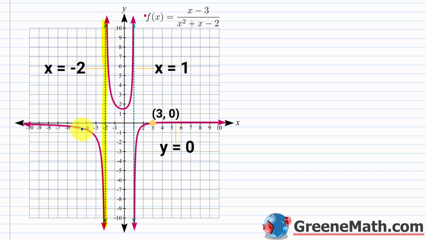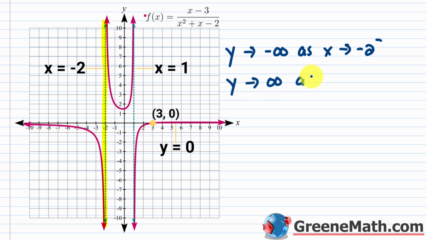Additionally, if we think about what's happening to the y values as x approaches negative 2 from the left, this is approaching negative infinity. So y approaches negative infinity as x approaches negative 2 from the left. As we get closer and closer to an x value of negative 2 from the left, the y values are approaching negative infinity, or you could say we're decreasing without bound. Then additionally, y approaches positive infinity as x approaches negative 2 from the right. So as I approach an x value of negative 2 from the right, I am increasing without bound, or the y values are approaching positive infinity.